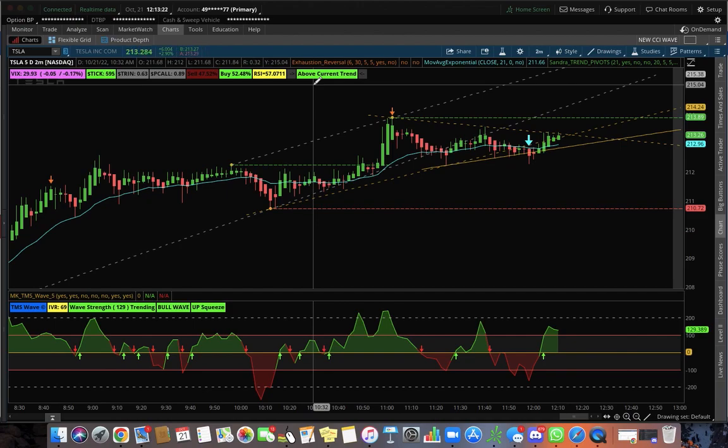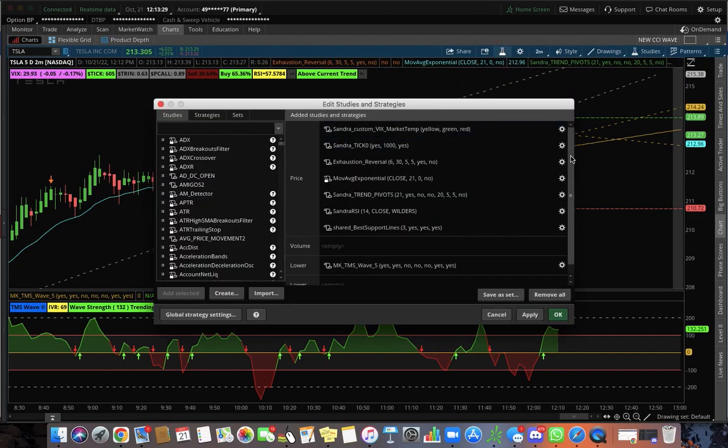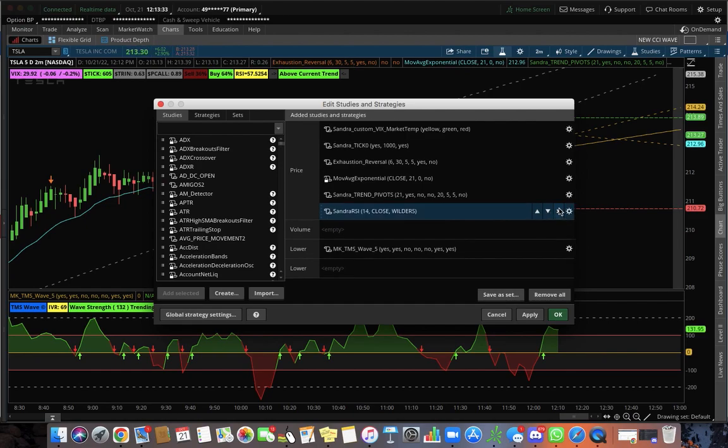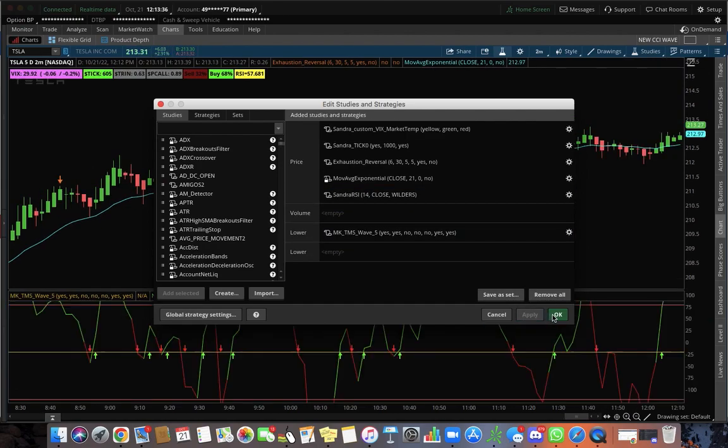However, there are so many different types of support and resistance that you can use, and I just want to throw a couple out at you. I'm going to remove the trend lines so we have a clean chart.